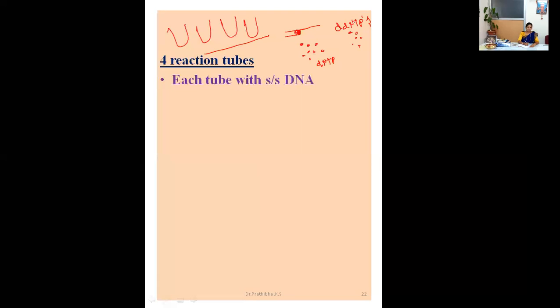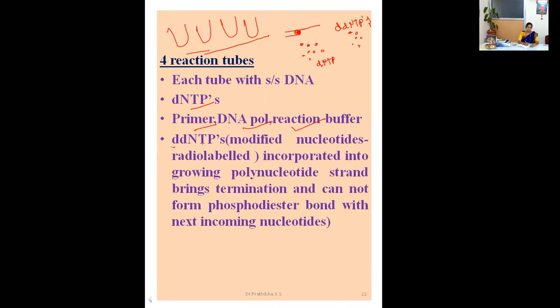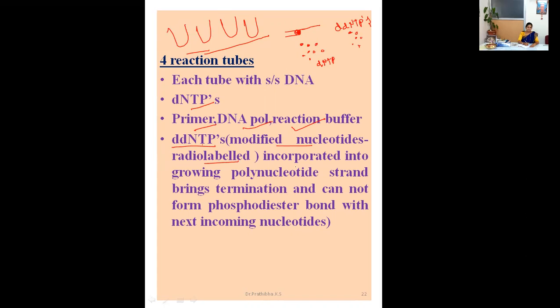Let us go through this reaction of DNA sequencing. We are using four reaction tubes here, each tube with a single stranded DNA. Then we take the normal dNTPs, then we need primer, DNA polymerase and the reaction buffer. And we are also using the ddNTPs. dd stands for dideoxynucleoside triphosphate, one of the modified nucleotides, which are radiolabeled because we need to understand the position of the ddNTPs. These ddNTPs are incorporated into the growing strand, which brings termination, and cannot form a phosphodiester bond with the next incoming nucleotide.